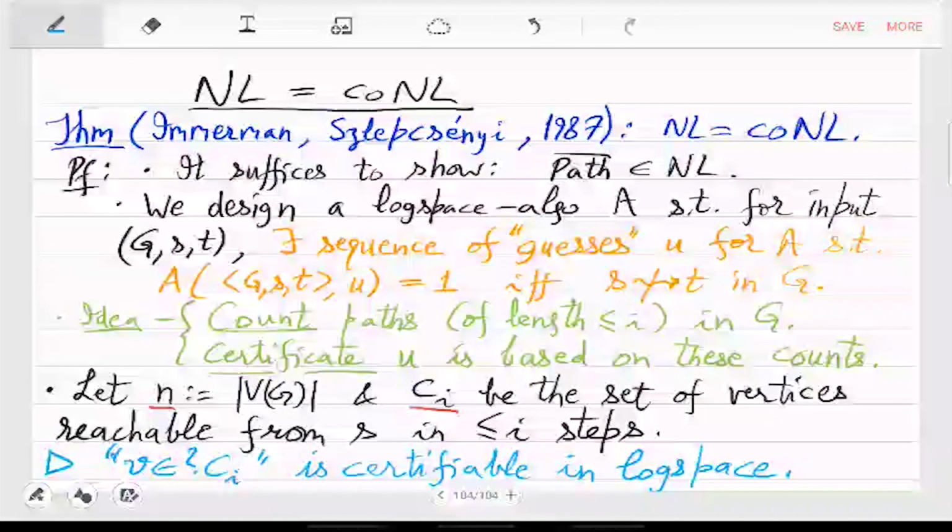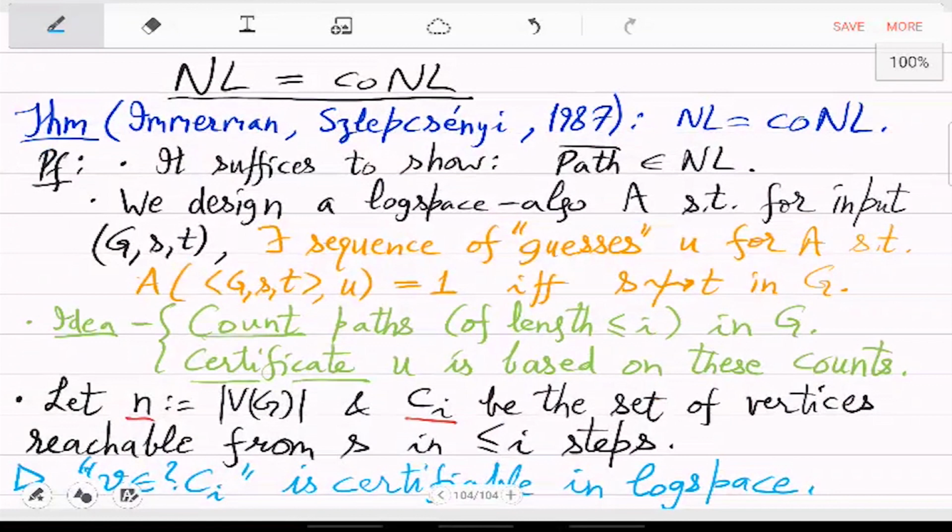This question, why is it in NL? Well, because if V is in Ci, then there will be at most i vertices leading you from S to V. So you can just guess them, one by one you guess them. And just like we showed the path in NL, the same proof works, right? That you remember.